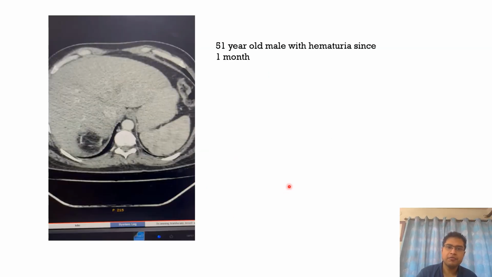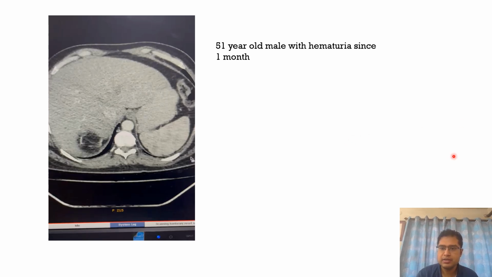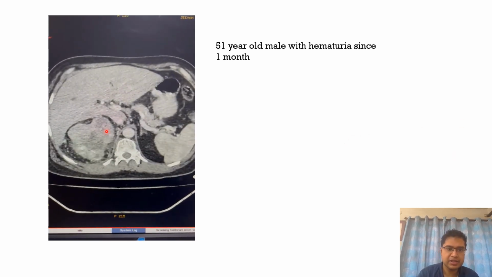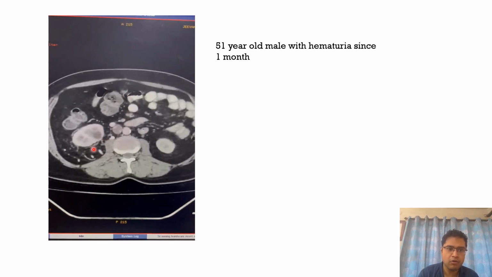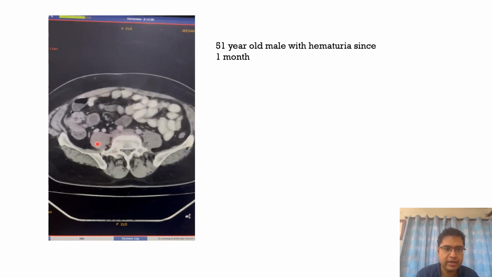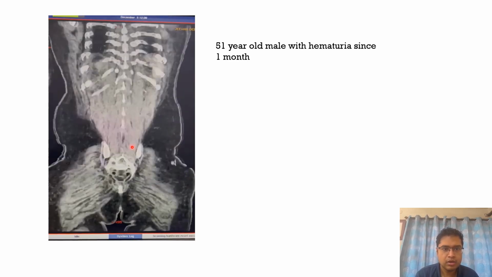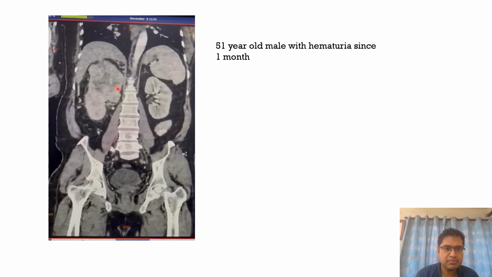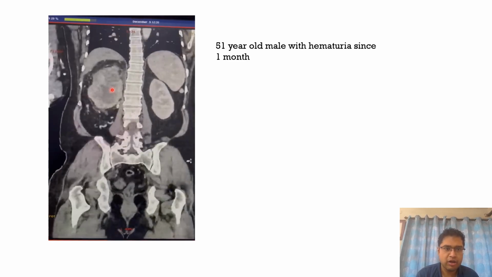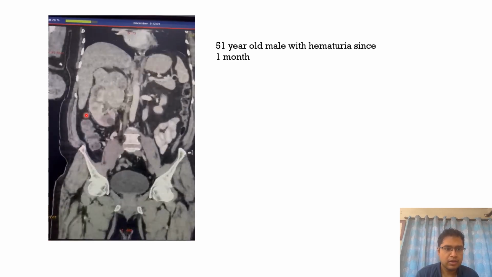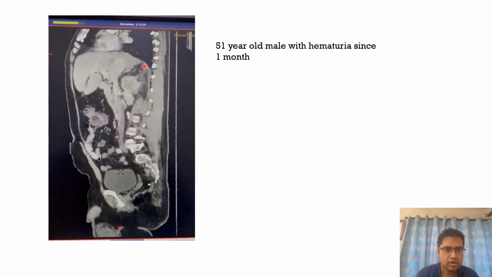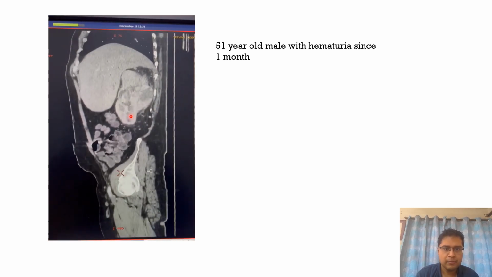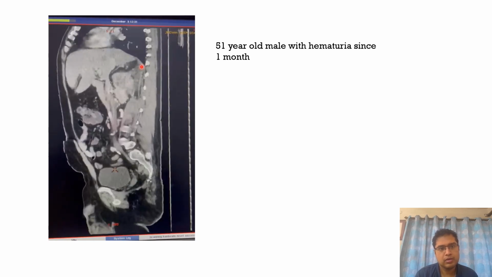So this is another case of a 51-year-old male who came with hematuria since the past 1 month, and this is the CECT scan done for this patient. These are the axial sections where we can see this heterogeneously enhancing soft tissue density mass with multiple areas of necrosis and some fat stranding. These are the coronal images where again we can see this lobulated mass with areas of necrosis. Some neovascularization is seen. This is a sagittal section. It's a large mass.